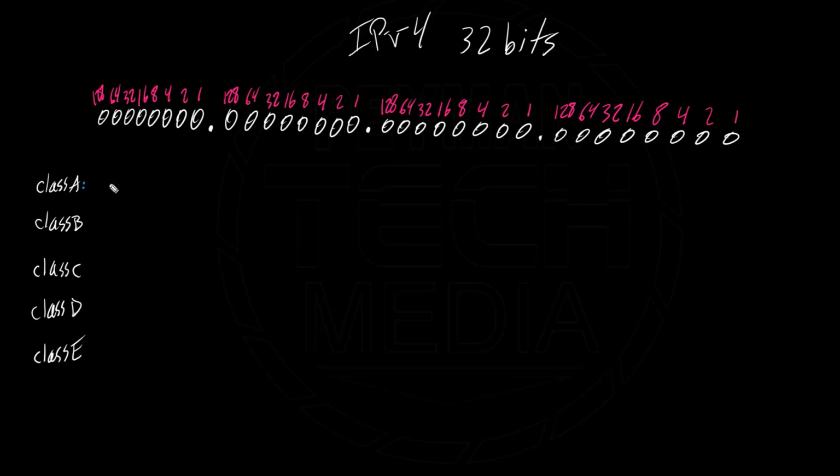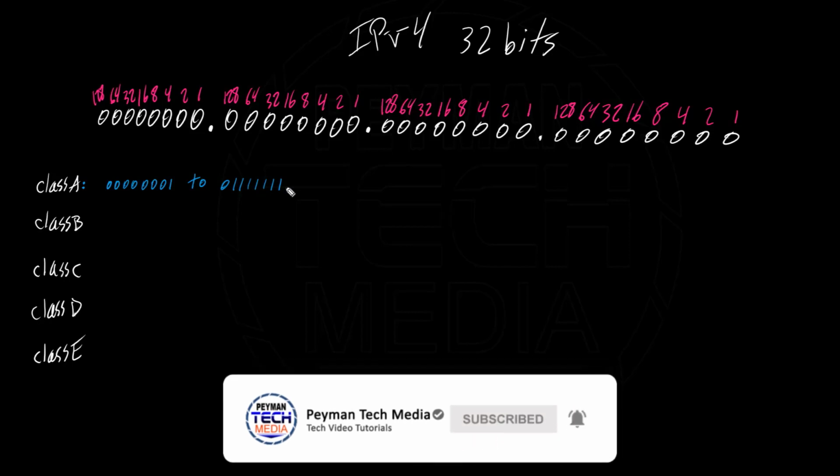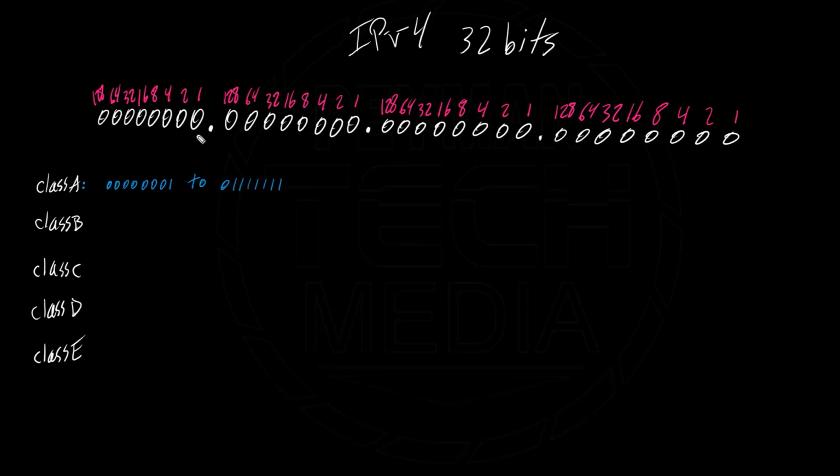So here we are talking about the ranges of these classes: class A, B, C, D, and E. For class A, in the first octet, it's pretty much all 0 except the first bit, which is 0 and the rest go to all 1. For class B, the first octet starts with 1, 0. C is the first 2 bits turned on. D, the first 3 bits on. And E, the first 4 bits turned on.